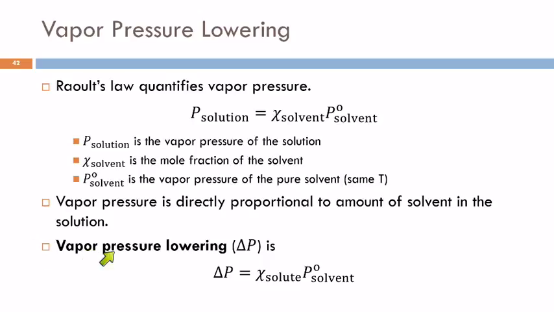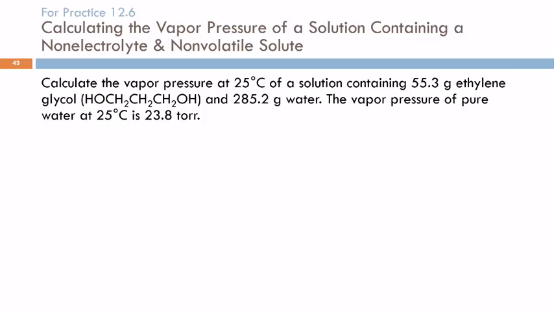You can measure vapor pressure lowering. The change in vapor pressure, there's some math where you get from this one to this one, but I'm thinking nobody really cares, so I left it out. Mole fraction of solute times the vapor pressure of the pure solvent would give you the change. So we can do problems like this.